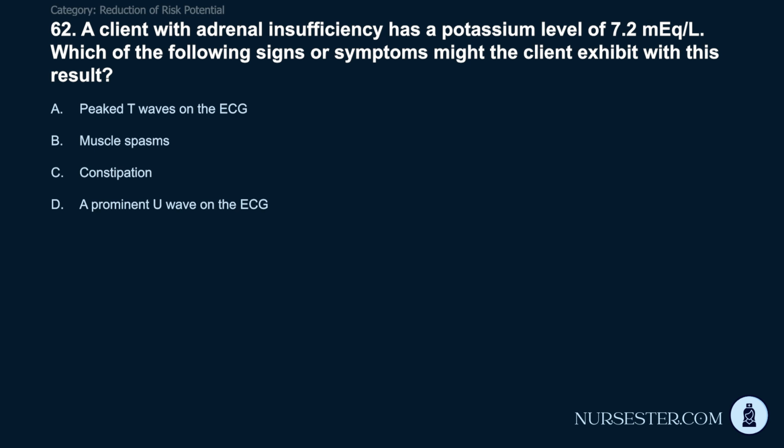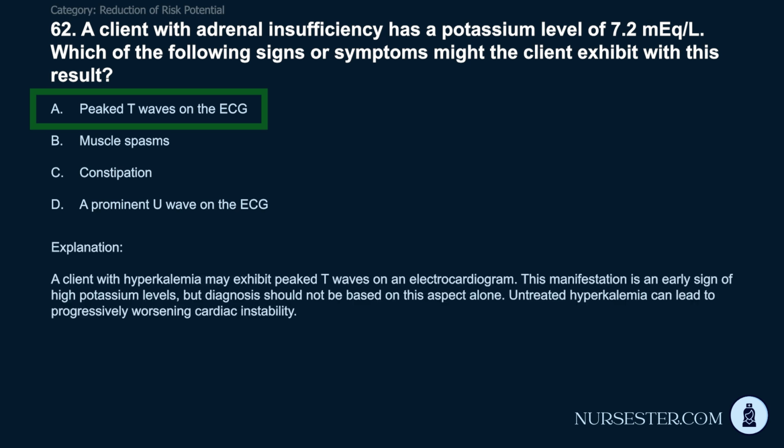62. A client with adrenal insufficiency has a potassium level of 7.2 milliequivalents/L. Which of the following signs or symptoms might the client exhibit with this result? A. Peaked T waves on the ECG. B. Muscle spasms. C. Constipation. D. A prominent U wave on the ECG. Correct answer: Peaked T waves on the ECG.